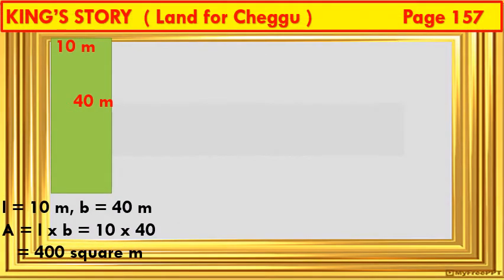King's story. A king's story consists of two parts. First part covers land for Cheggu and second part covers gold for Anar. Let us listen to the king's story.